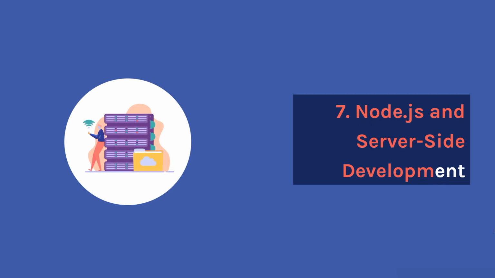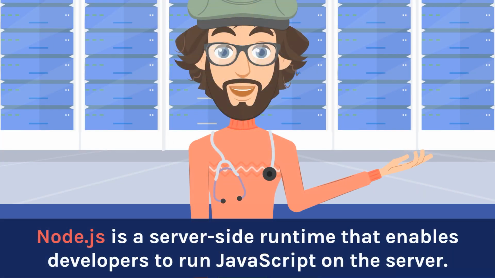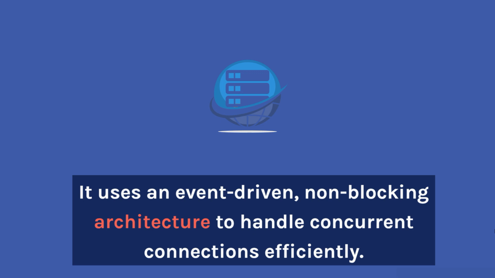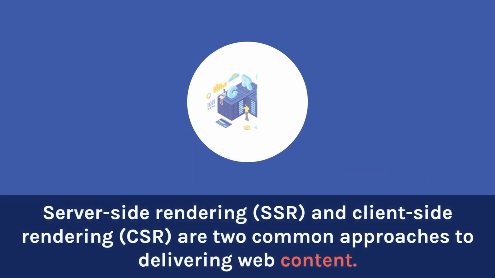Number 7. Node.js and server-side development. Node.js is a server-side runtime that enables developers to run JavaScript on a server. It uses an event-driven, non-blocking architecture to handle concurrent connections efficiently. Server-side rendering or SSR and client-side rendering or CSR are 2 common approaches to delivering web content.